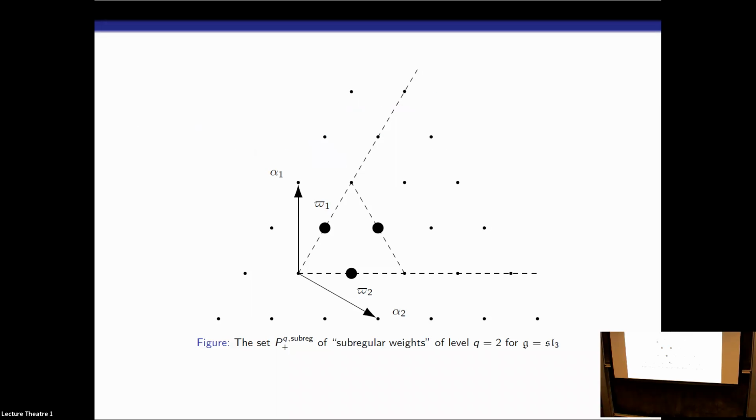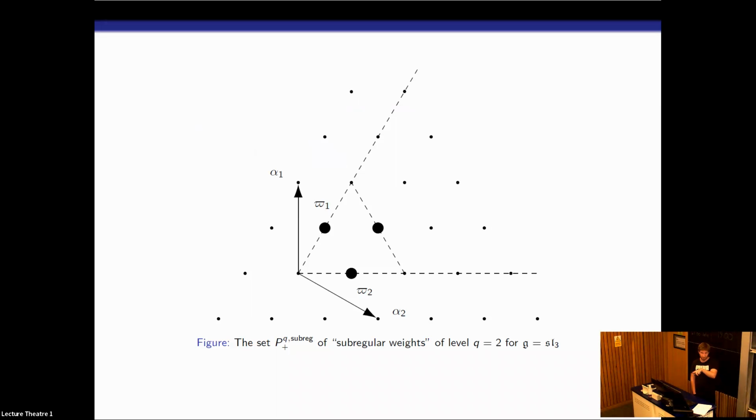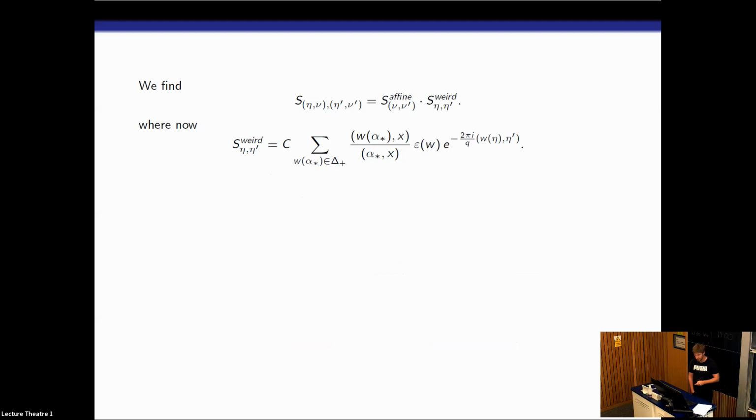Somehow subregular in type A is actually not very interesting, because when you work it out, here, for example, there are these three weights, but remember there's also an action of this group, which is Z3 in this case, so all these get collapsed into one irreducible module. In fact, the corresponding W algebra is somehow trivial in this case. But that's type A. Type D and E, you get some non-trivial things.